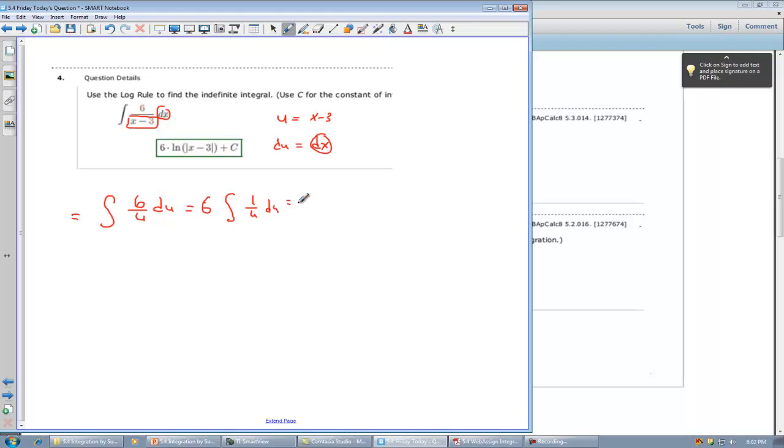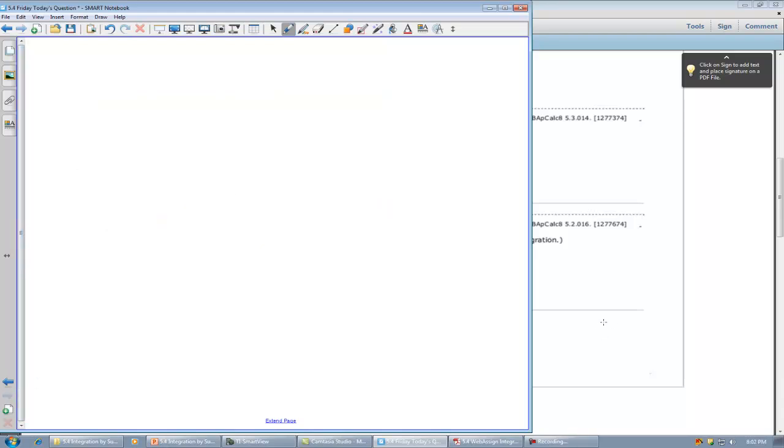All right, so this is equal to 6 times ln absolute value of u plus c. And I re-substitute in for the u, so that's x minus 3. So I have 6 ln absolute value of x minus 3, all plus c. And I'm all done. And the last one I want to look at is number 7.